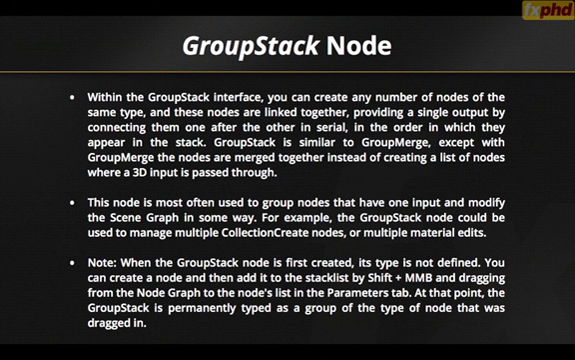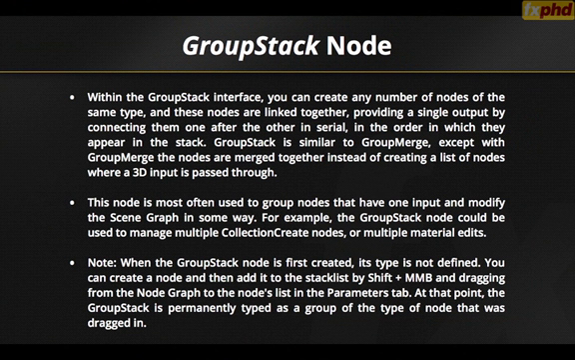Now this node, as I've said, is most often used if you want to group nodes that have one input and modify the scene graph in a single way. For example, a group stack node could be used to manipulate multiple collections that we haven't talked about yet, but a collection enables you to collect multiple pieces of geometry that are roughly the same into a single collection. So you can make a collection of roof tiles, or a collection of bricks, or a collection of armor, whatever you wanted to use for your scene.